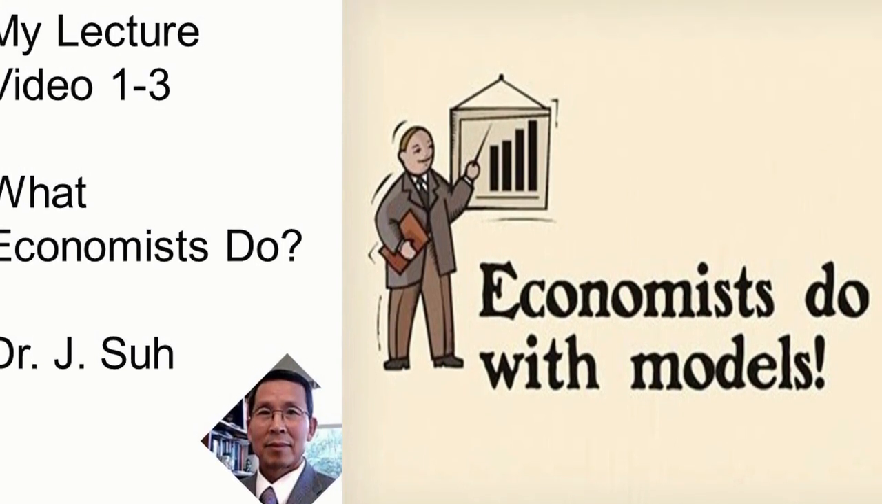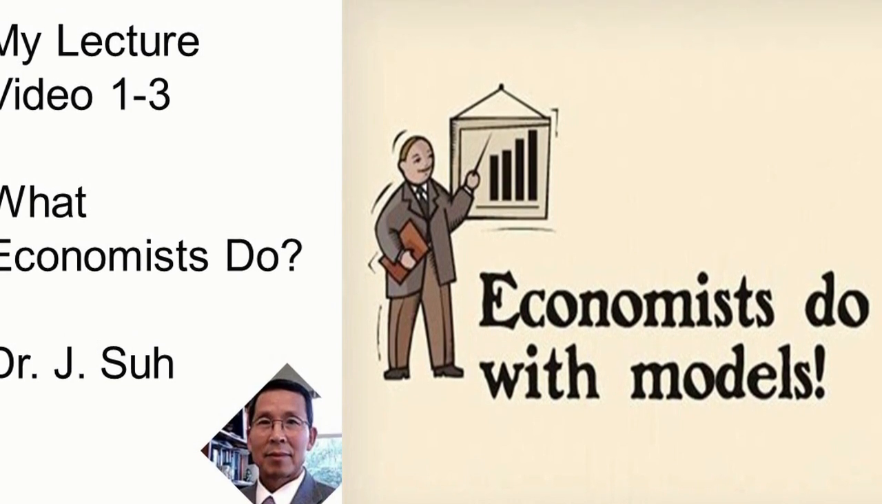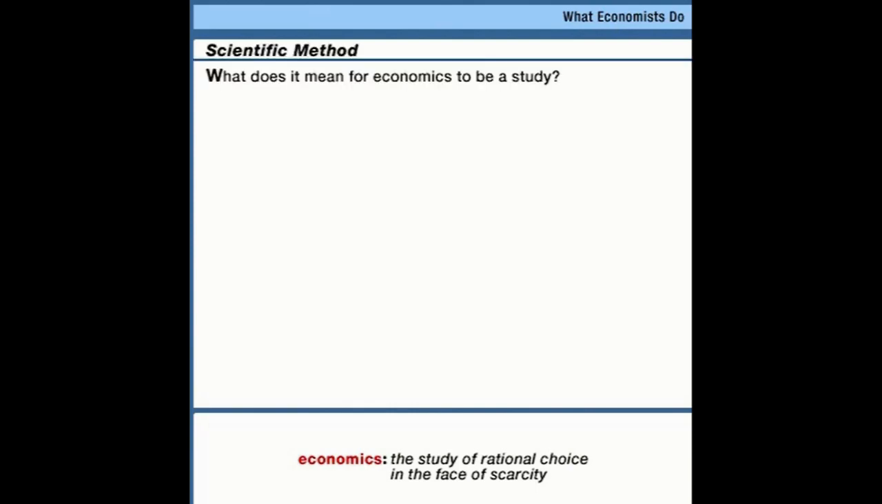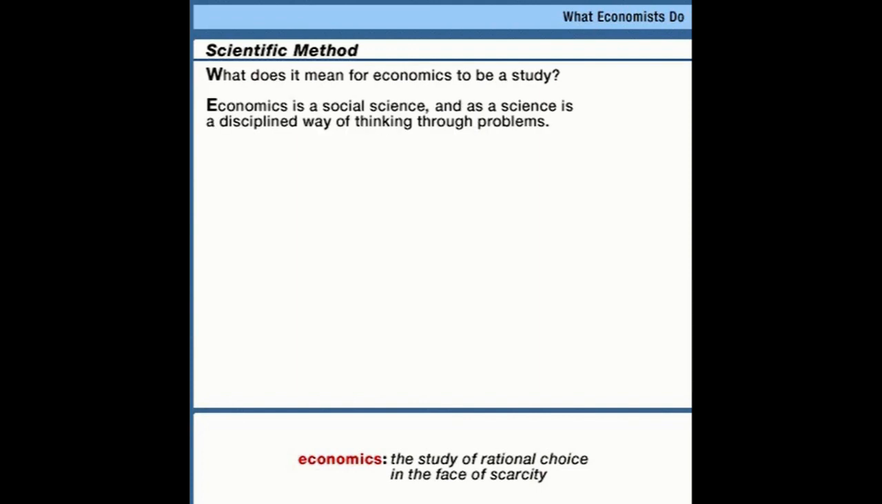We've said that economics is the study of rational choice in the face of scarcity. Let's talk now about what it means for economics to be a study. Economics is called a social science or a behavioral science. And as a science, economics is a disciplined way of thinking through problems. The scientific method is a tried and true way for knowledge to accumulate, to ask questions, to craft explanations, and to come up with ways of testing those explanations against what's going on in the real world. So economics, as a science, uses the scientific method to understand the way the world works.